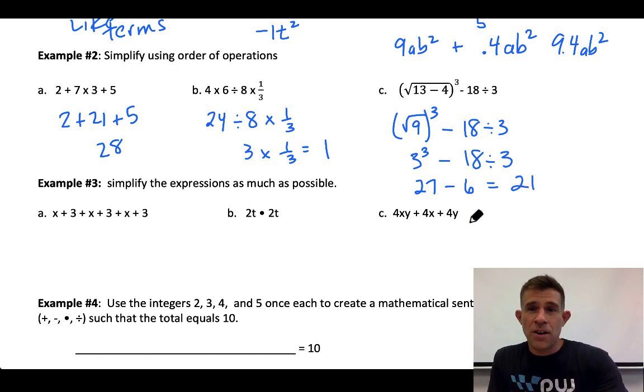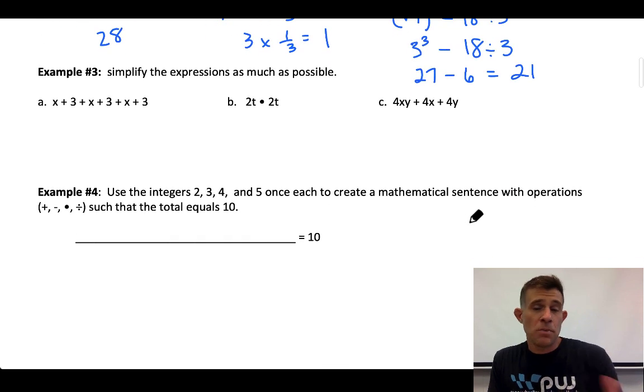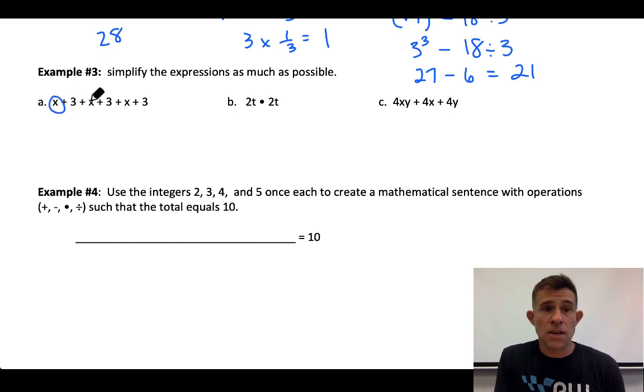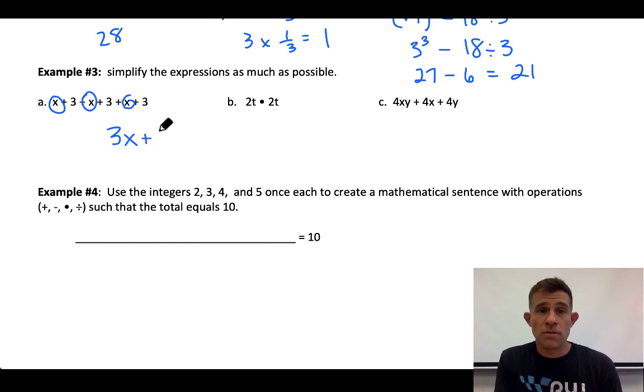All right, simplifying my expressions. Now when I simplify an expression, I'm going to combine my like terms. So I see here I have an x plus 3. Those are not like terms, but x plus x is. And another x. That gives me a total of 3 x's. And I have a total of 1, 2, 3 positive 3's, which would mean I really have a total of 9. So that gives me a 3x plus 9. This is a simplified expression for what I had here in letter A.